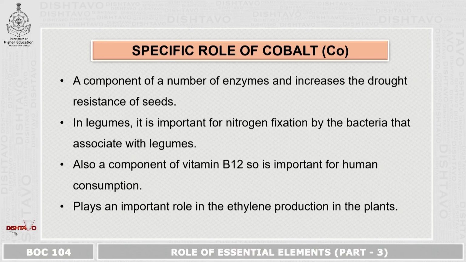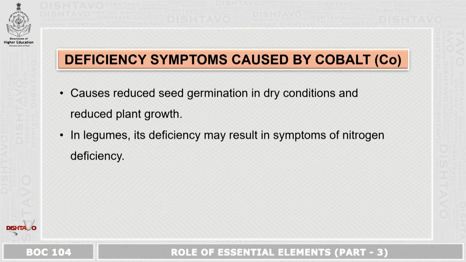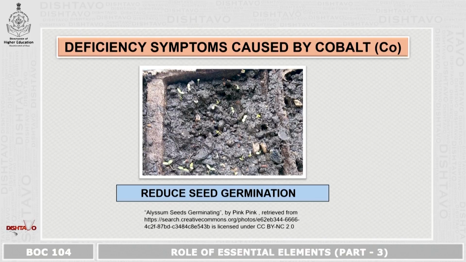It plays an important role in ethylene production in plants. Now next, coming to the deficiency symptoms caused by cobalt. It causes reduced seed germination in dry conditions and reduced plant growth. In legumes, its deficiency may result in symptoms of nitrogen deficiency. In this picture we can see the reduced seed germination. Due to the deficiency of cobalt, the seeds don't germinate properly and only a few of the seeds are seen germinating.